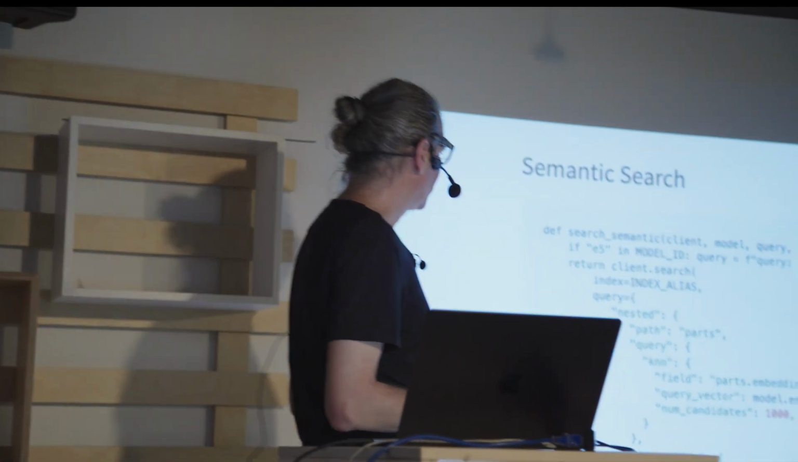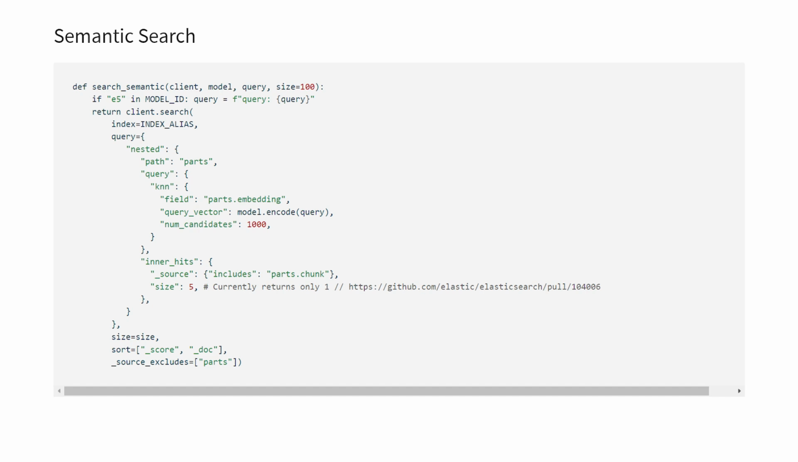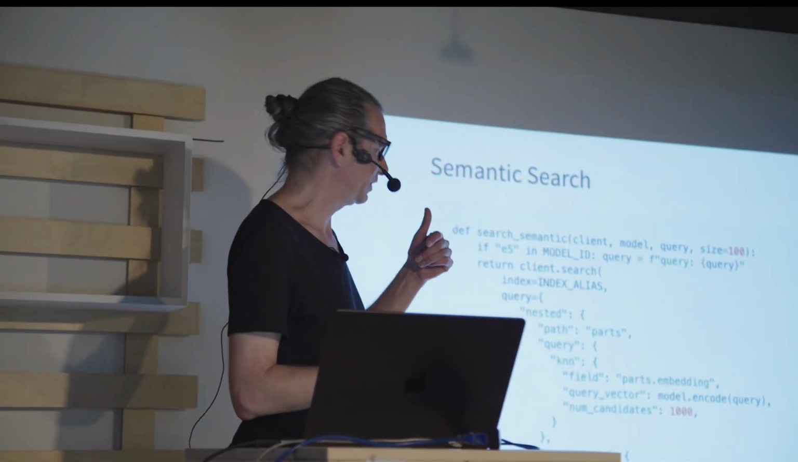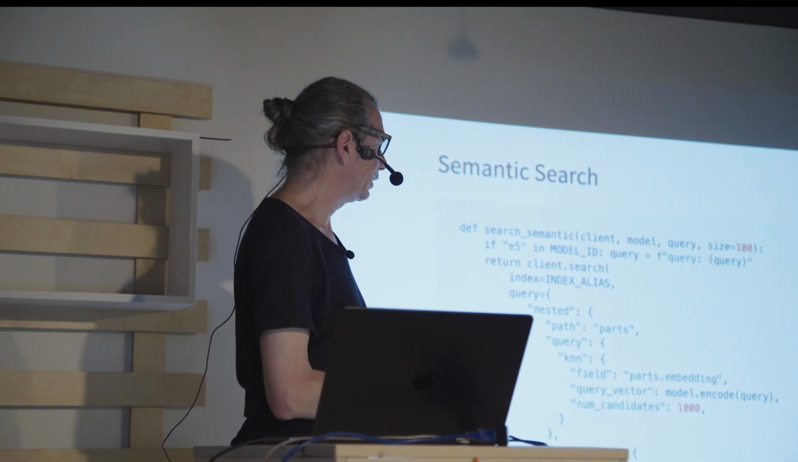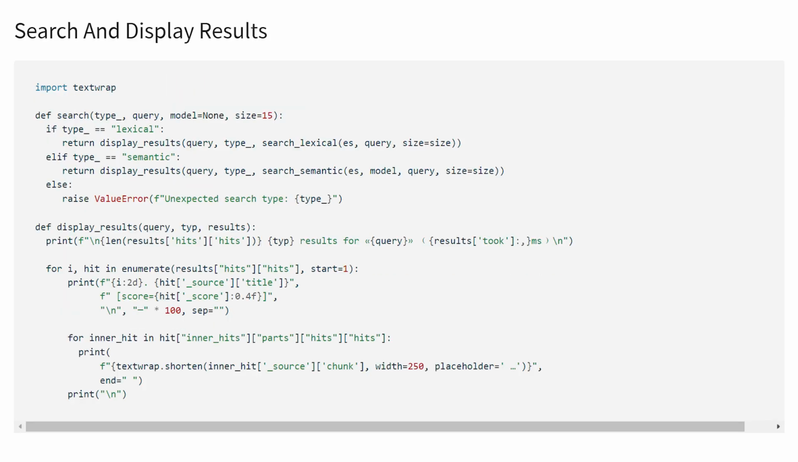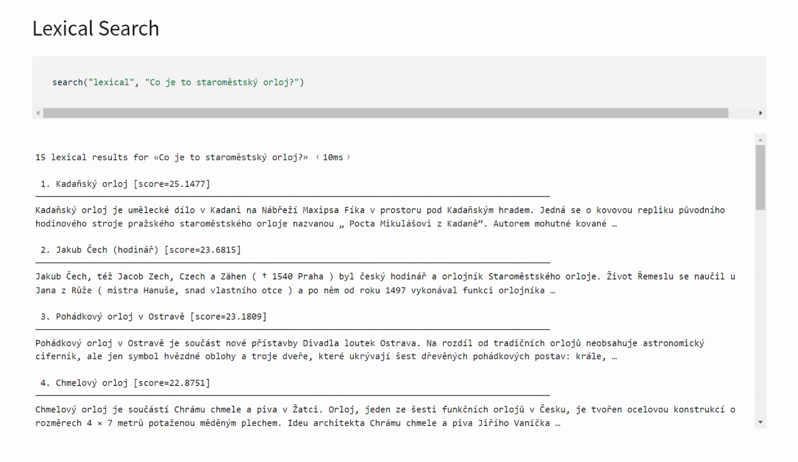For semantic search, again, we make sure that we prefix the query with "query:" in order for it to work, and then we use this kNN query, which is the latest addition to Elasticsearch. Before, it was a top-level field in the request definition. Right now, it's a regular query. It's nearest neighbor search. So basically what we saw, where we encode the query and again return 5 inner hits. Some helper methods for searching and displaying the results. And let's see what happens when we search "co je to Staroměstský orloj?" What is the Prague astronomical clock?